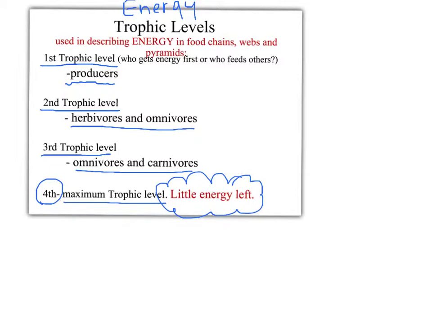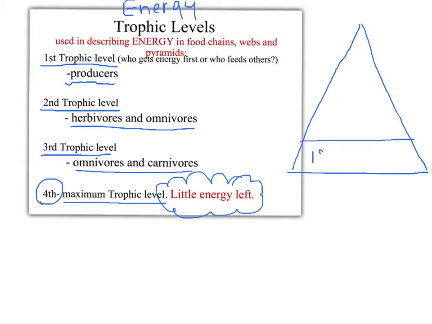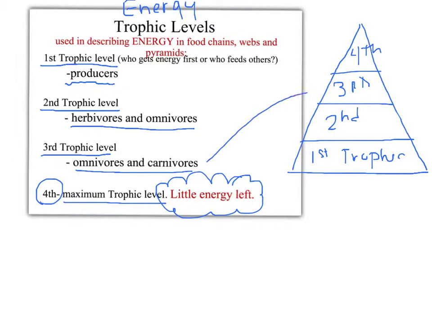When we draw out trophic levels, we actually put them in reverse in a way. We're going to make something called an ecological pyramid. It's going to look like a triangle. Our first trophic level is going to be on the bottom. So this is our first trophic level, and our second trophic level is going to be on top of that. So we have our second, then we have our third, and then we have our fourth. Omnivores and carnivores are going to be found in this level. Our herbivores and omnivores will be in this level, and our producers will be on the bottom. Maximum trophic level is the fourth. We're going to look at why it looks like a pyramid in our next slide.